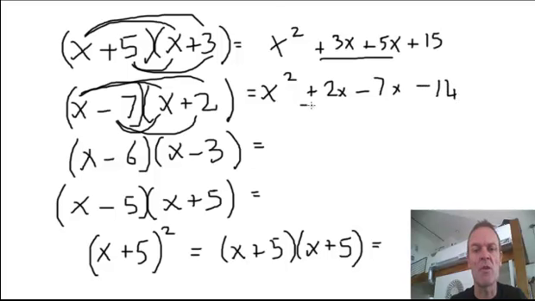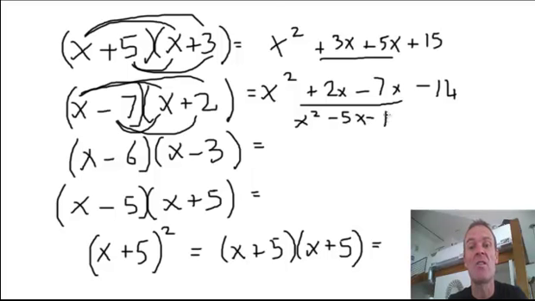So this time you'll combine these. Think about it. 2x take away 7x is negative 5x. So I'll just quickly write this underneath. X squared, because that's still the first term, minus 5x, because that's the combination of the second and the third term, minus 14. Okay, that's that one.